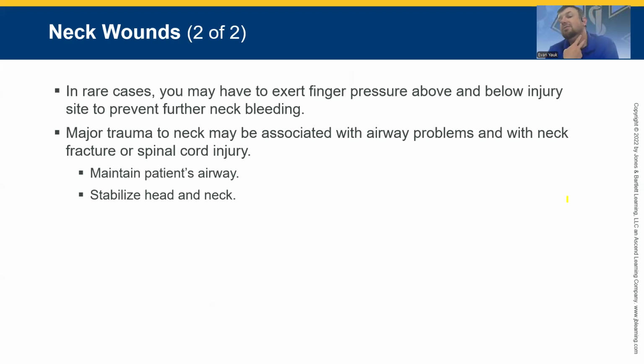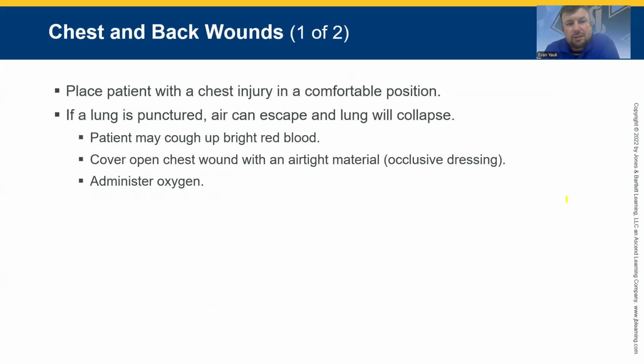So above and below, if that cuts right there, we've got so many arteries and veins, and you're just going to have to play that one the best you can. Chest and back wounds. Place a patient with a chest injury in a comfortable position. If a lung is punctured, air can escape and the lung will collapse. The patient may cough up bright red blood. Cover the chest wound with an airtight material, an occlusive dressing, and administer oxygen.